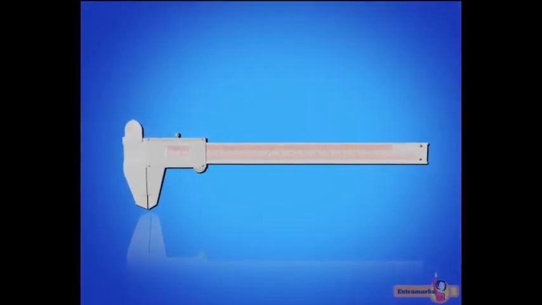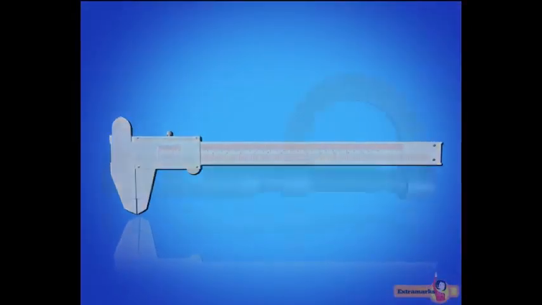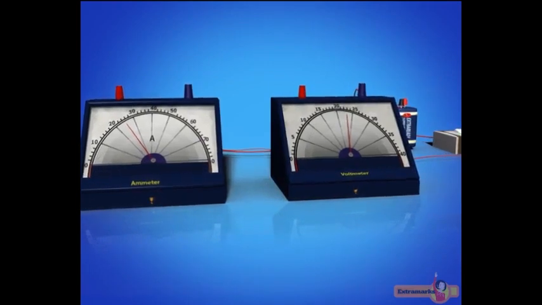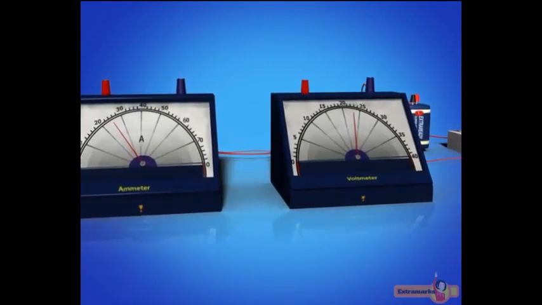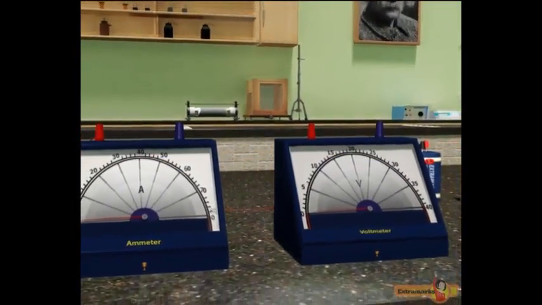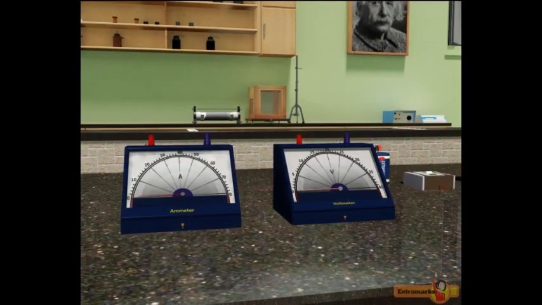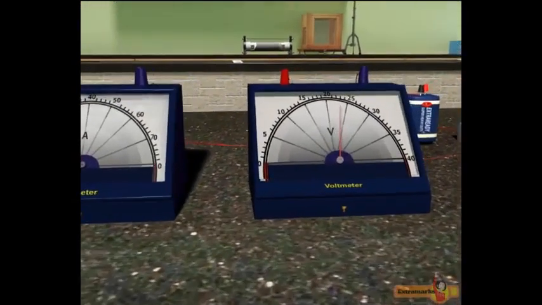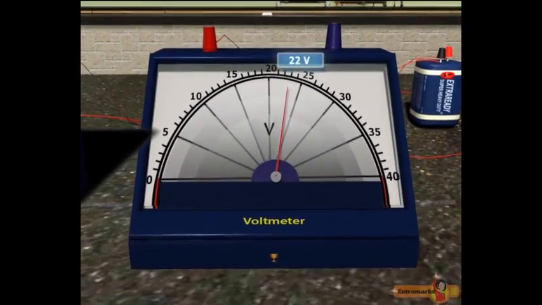Measuring instruments measure physical quantities precisely up to certain limits. This limit is known as the least count of the measuring instrument. Can you measure the reading shown by this voltmeter? The smallest division on this voltmeter is 1 volt. The needle of the voltmeter is located just around the 22-volt mark.